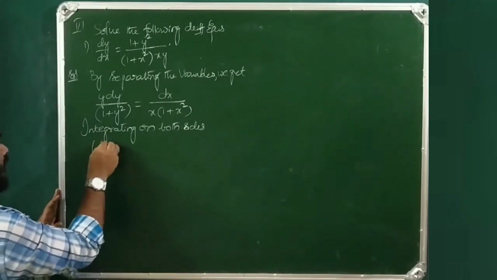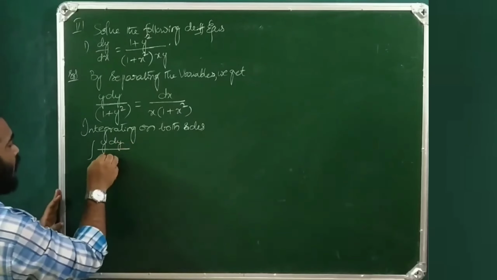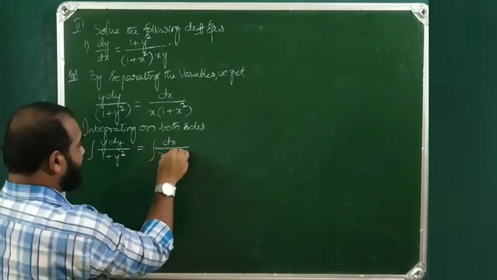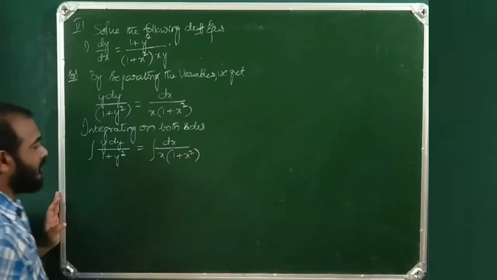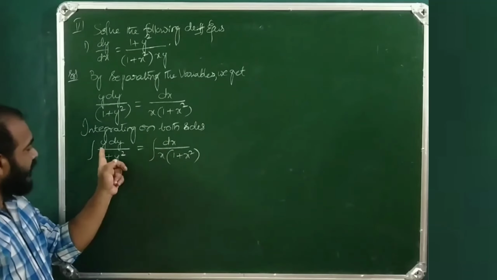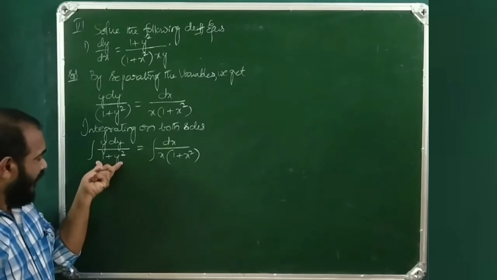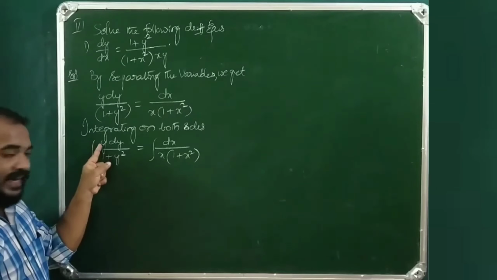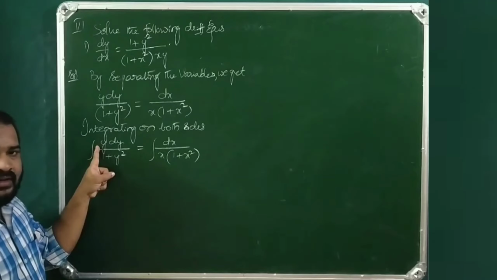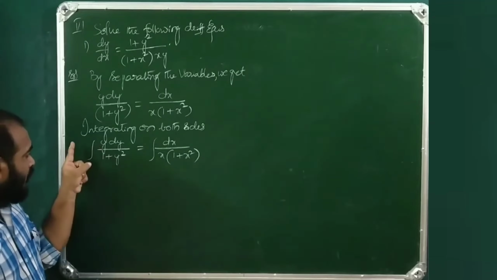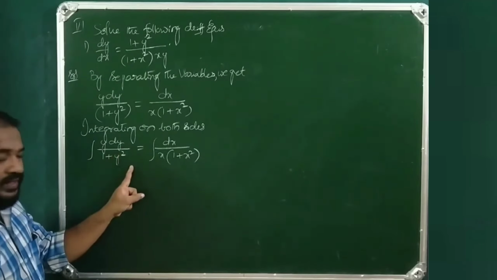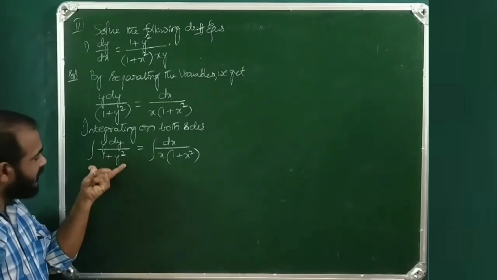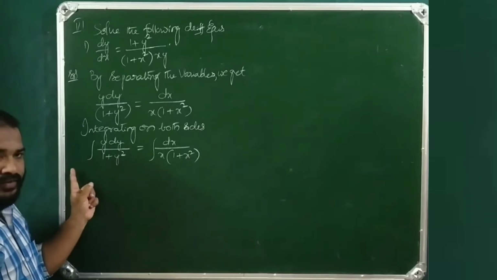We get integral y dy by 1 plus y square is equals to integral dx by x into 1 plus x square. So, integral y dy by 1 plus y square. The derivative of 1 plus y square is 2y, so here 2 is lacking. Therefore, I will multiply and divide with 2, so that 1 by 2 into 2y dy by 1 plus y square. This is f dash x by f of x, which gives log f of x. This is log of 1 plus y square with an additional 1 by 2 here.